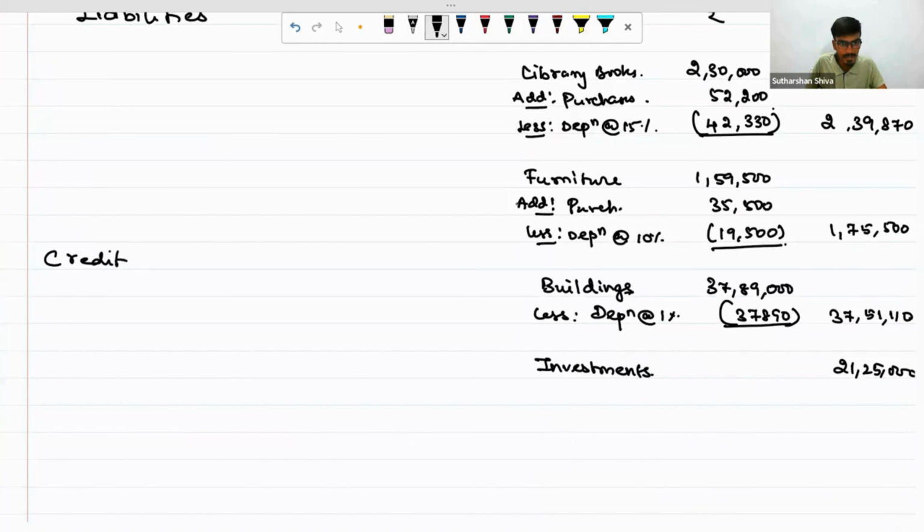Then investment reserve fund, that is 1,85,000. We need to show it on the liability side as a separate item. Investment reserve fund will be 1,85,000. That is done.